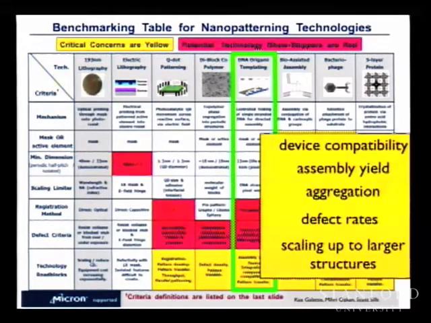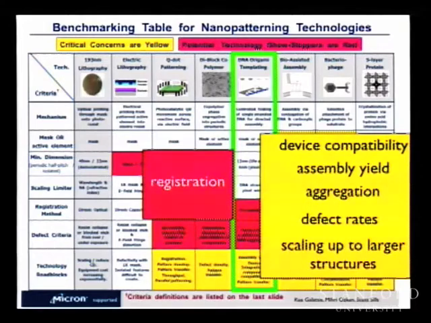It's got some red and yellow in it. And what are the problems? There are things like device compatibility, yield, like you're talking about, defect rates, trying to scale up to larger structures. The structures I showed you so far only have 200 pixels in them. What can you do with 200 pixels of complexity, right? And registering them with other things. How do you possibly register these with other kinds of fabrication, right?